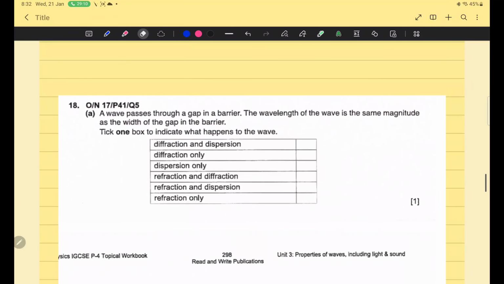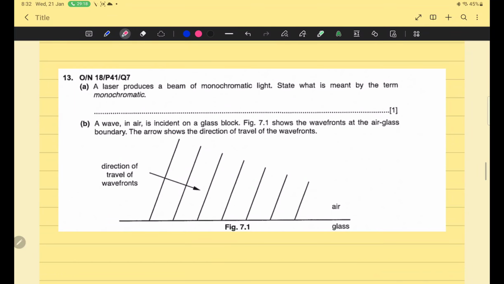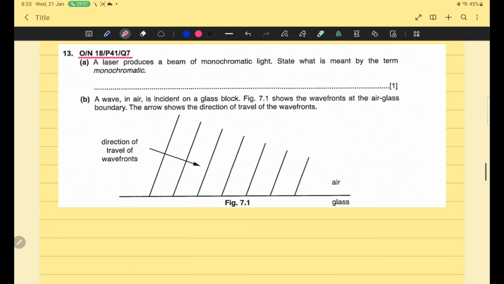And now we are moving backward. The next question is this, October/November 2018. This is a light ray, I think. A wave in air is incident on glass, and the diagram shows the wavefront at the glass boundary. The arrow shows the direction of travel of the wavefronts. It is not mentioned whether it is light or water wave. I think it will be light because light is traveling from air into glass. Okay, so this is a light wave.